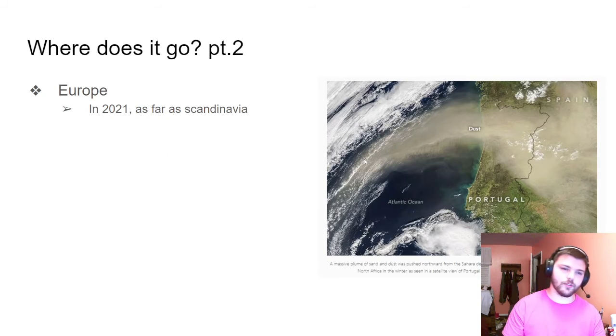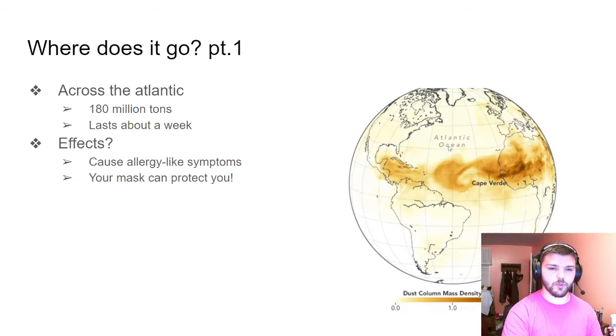So part two, where does it go? In 2021, the westerlies had taken it all the way up north as far as Scandinavia, like Norway, Sweden, and Finland. They were getting hit with the Saharan dust. I'm going to say that this is something you could look into for a case study, to look deeper into the effects of Saharan dust, not only on a person, but on the southern United States.